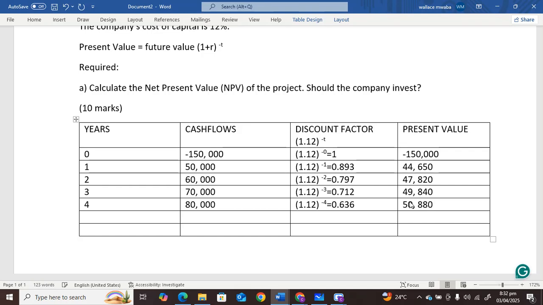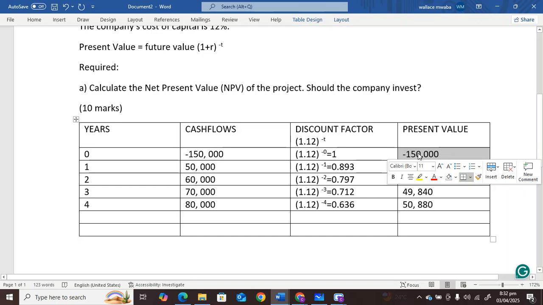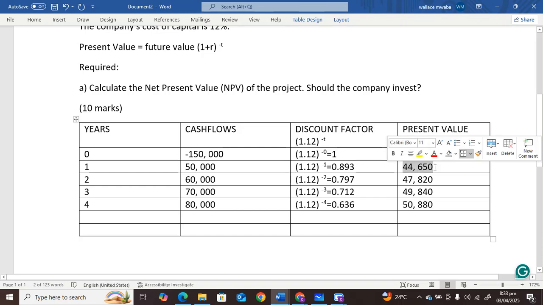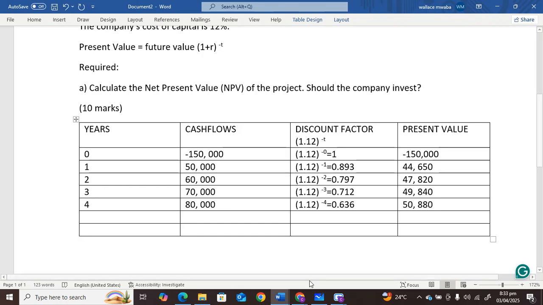All right. So, colleagues, we're now going to add up all these values to get our net present value. So, let's start. We'll say negative 150,000 plus 44,650 plus 47,820.